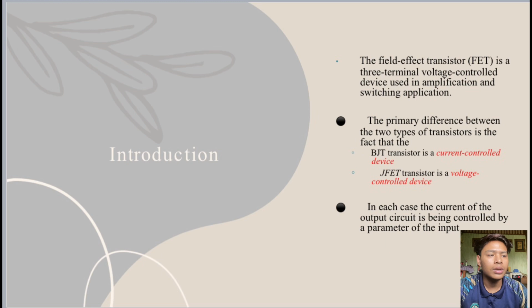The primary difference between the two types of transistor is the fact that the BJT transistor is a current control device, while the JFET transistor is a voltage control device. In each case, the current of the output circuit is being controlled by a parameter of the input.